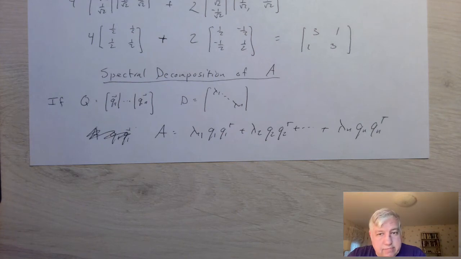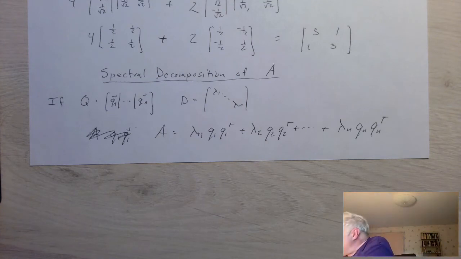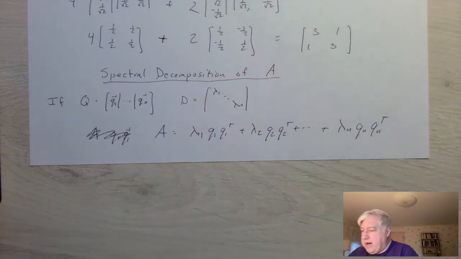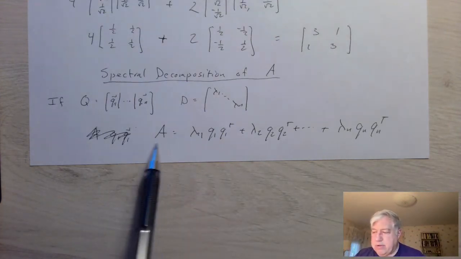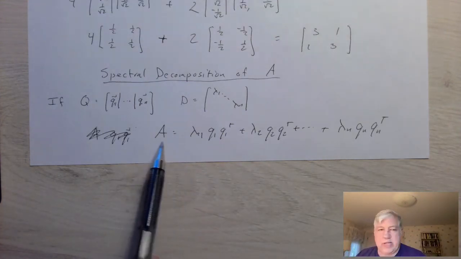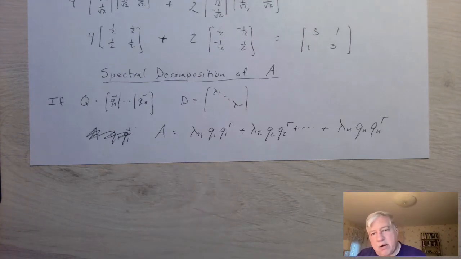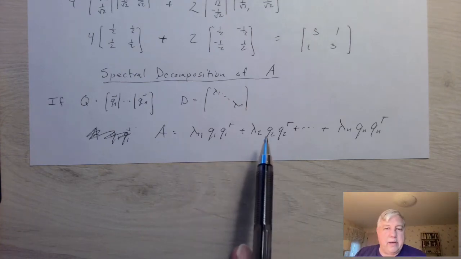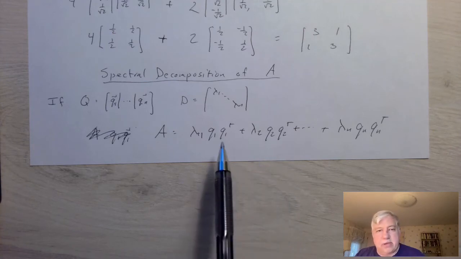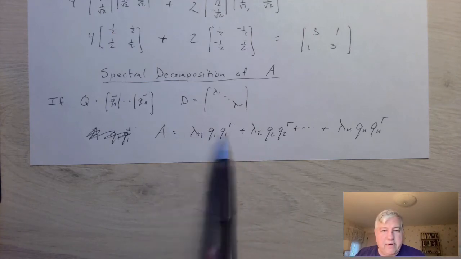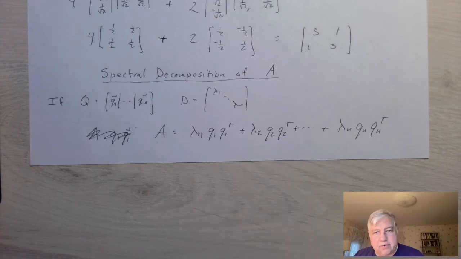And you might need this later on. Okay, maybe not in this course, but later on. But you should be aware of that. And one nice thing about this is, if you don't know what A is, but you know what the eigenvalues are and some of the eigenvectors, you can reconstruct an A from this formula. And that's what we do in this last example.